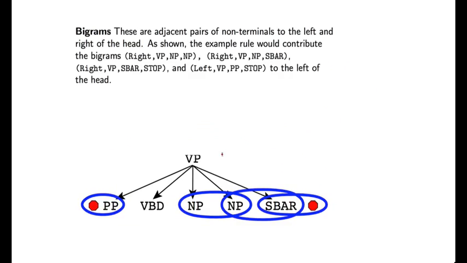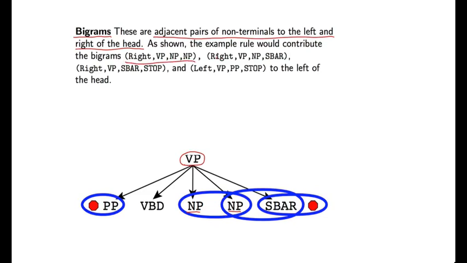Here's another feature centered around this particular rule example, which captures something the lexicalized PCFG was missing. These are sort of bigram features within rules, and these are adjacent pairs of non-terminals to the left and right of the head. So in this particular rule, we're going to see the following bigrams. We're going to see 1, 2, 3 to the right. In each case we have the non-terminal, this is a VP up here, and we have a pair of consecutive non-terminals, NP, NP. So that's where this particular feature comes from.